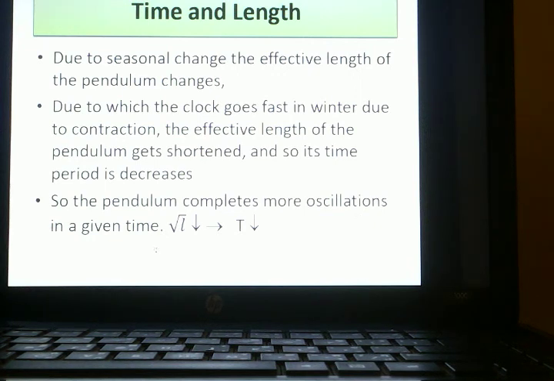I will repeat one more time. During winter, what will happen? It will become faster. The time period will become shorter, or it will complete more oscillations. Why? During winter there will be contraction, so the length of the string will decrease. As the length decreases, the effective length of the pendulum will get shortened, and due to this shortening of effective length, the time period will decrease.